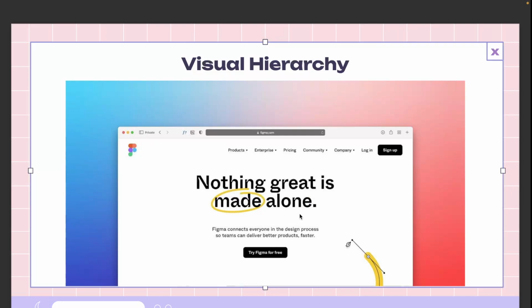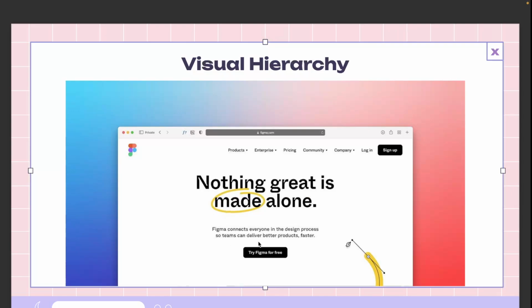Now this, "Nothing great is made alone." This is what you want the users to see first. This is the hook line, right? This is the hook line. So you have made the font bigger. You have given a different font. In fact, you have bolded it. So this is the visual hierarchy.